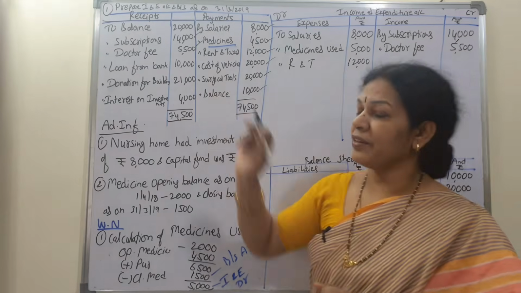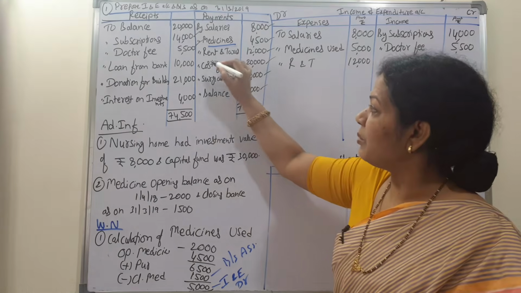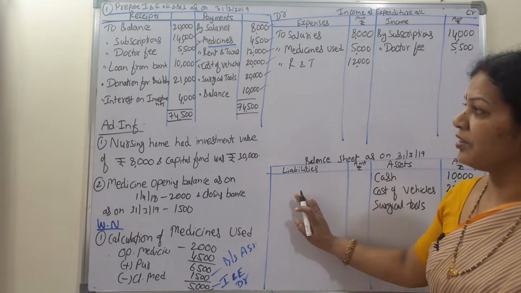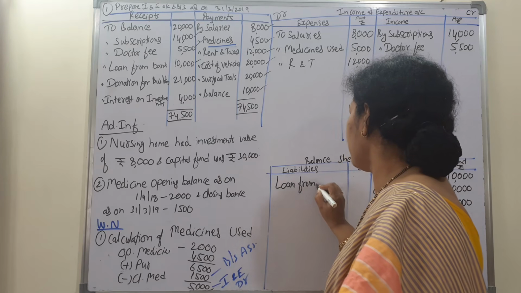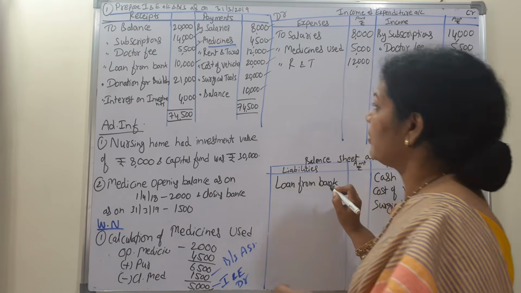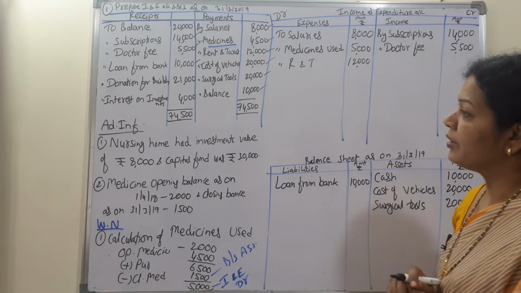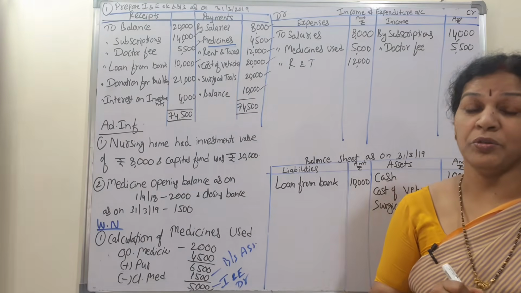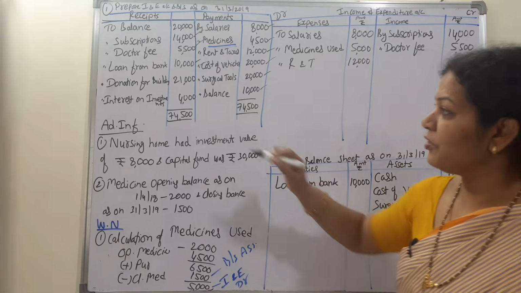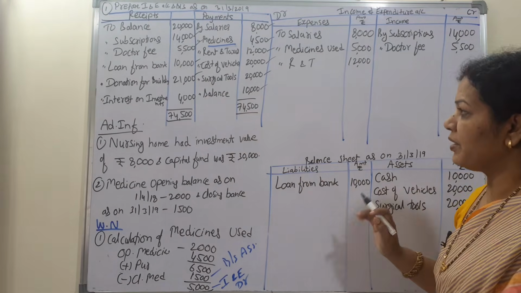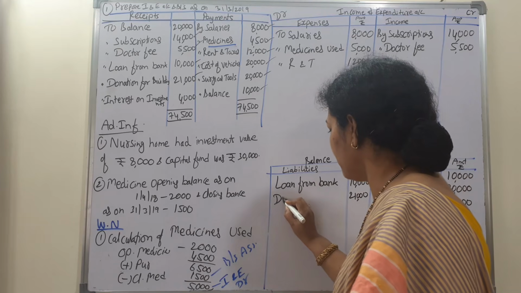Next, loan from bank. When we are taking loan from bank, it is liability. Okay, so liability, will write it on the liability side. Loan from bank 10,000. Next, donation for building. As I told you, donation for any specific purpose, it should be on the liability side. Donation for building. So this will write here 21,000.